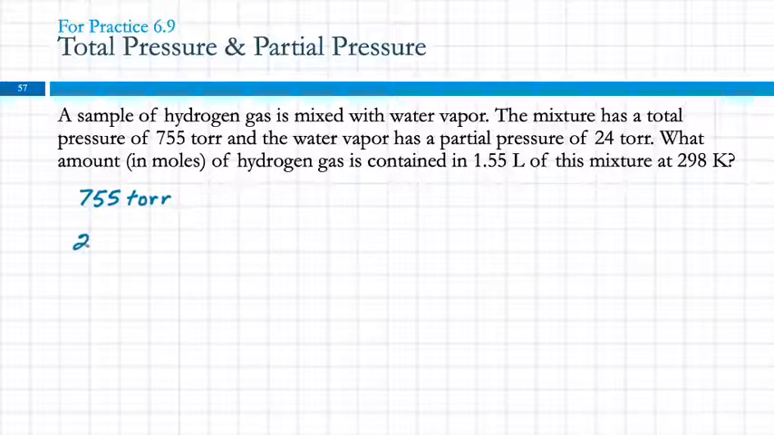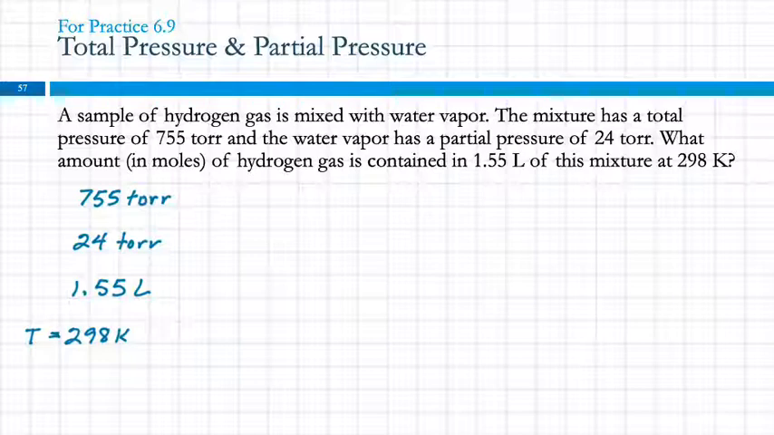And I've got 24 torr. That rhymes. And I've got 1.55 liters, and I have 298 Kelvin. Well, I know that 298 Kelvin is a temperature, so I'm going to call that T. And 1.55 liters is volume, so I'm going to call that V. Okay.